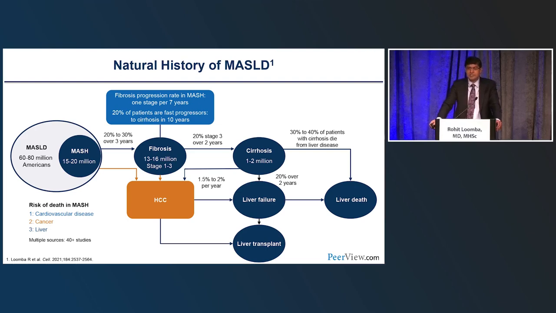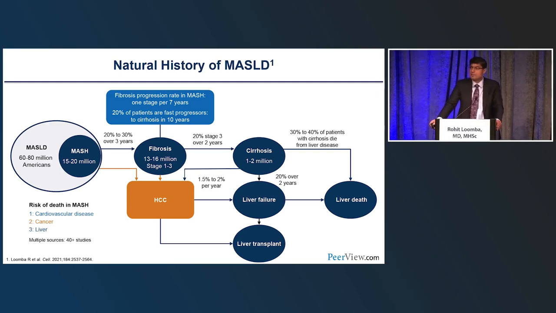This is the natural history of MASLD. We think about 60 to 80 million Americans have MASLD, and about 15 to 20 million may have the progressive form of MASLD called MASH. Individuals with NASH can progress and develop fibrosis. We think about 13 to 16 million Americans may have stage 1 to 3 fibrosis.